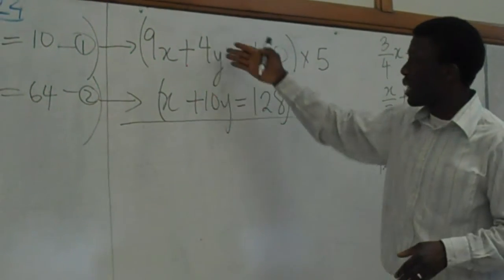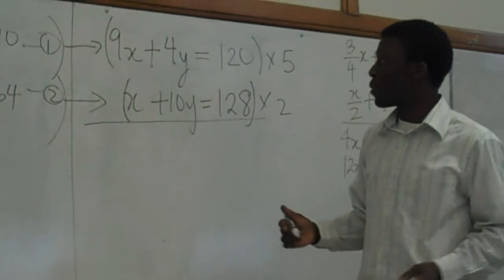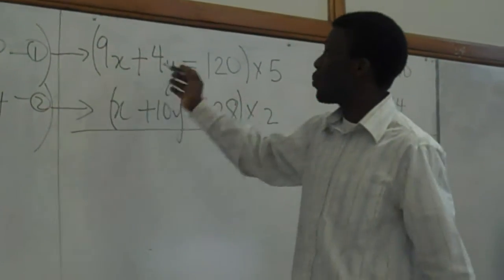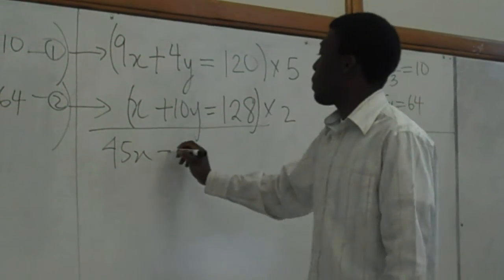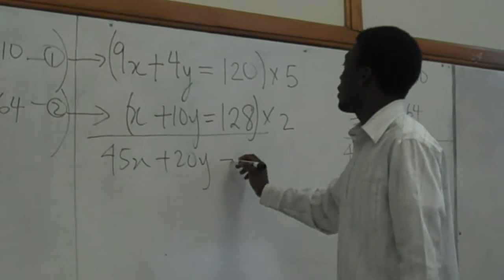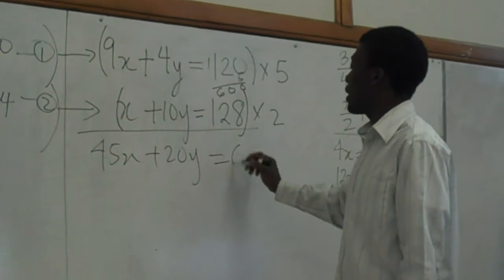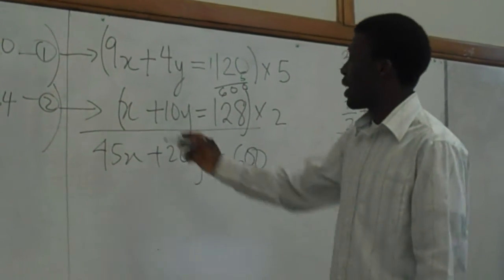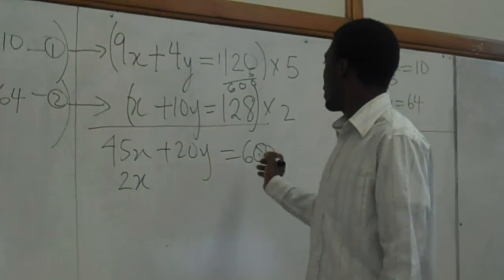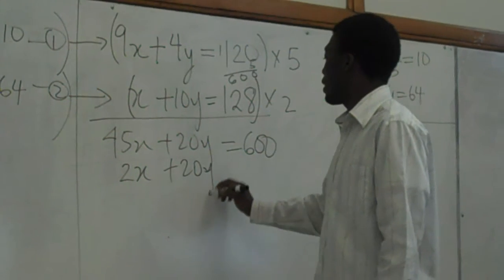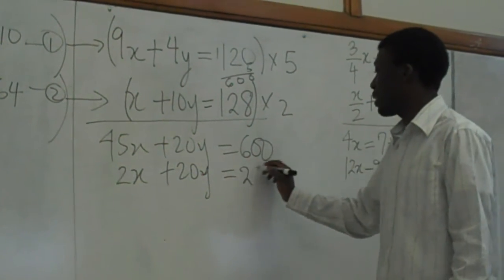That will help us get the same coefficient of y, which will then help us solve the problem. So the first equation, we're going to rewrite it. It's going to become 45x, and then plus 20y is equal to 120 times 5, 600. And so we get 600. Very good. And then the second equation, we multiply by 2. So we have 2x, and then we have plus 20y is equal to 128 times 2, which is 256, right?